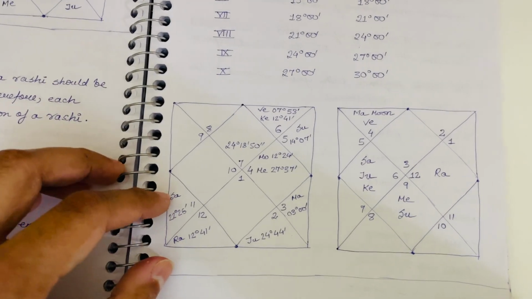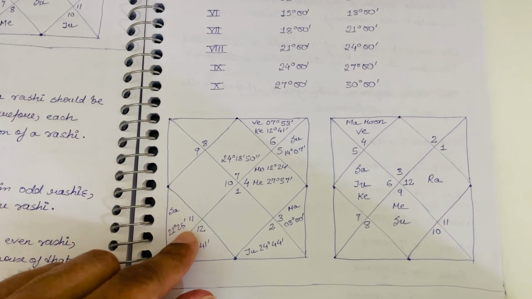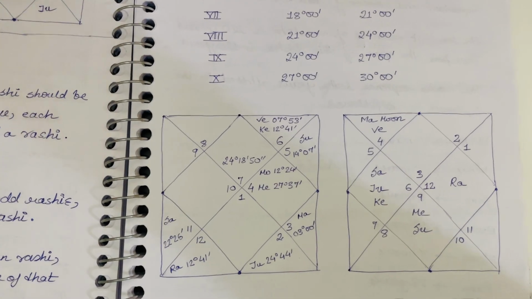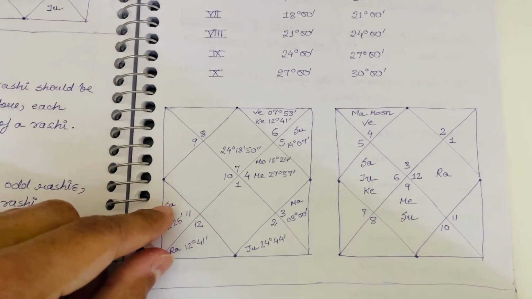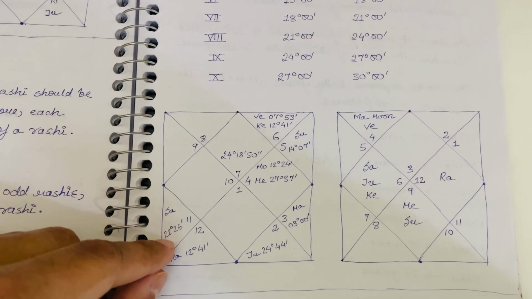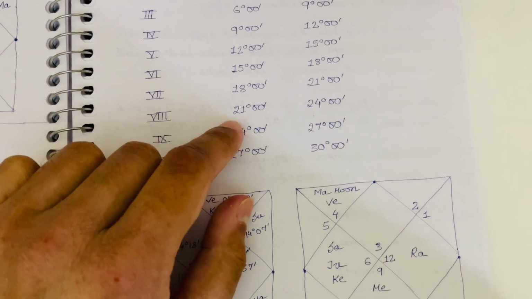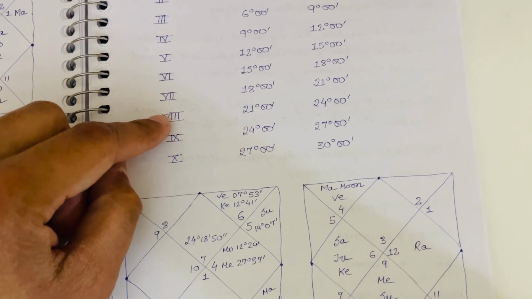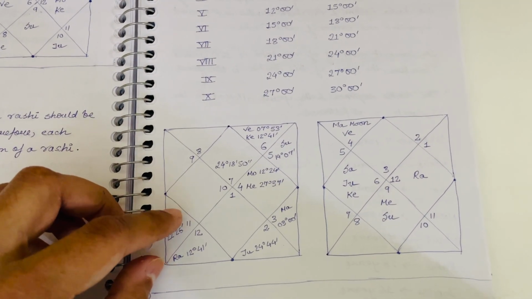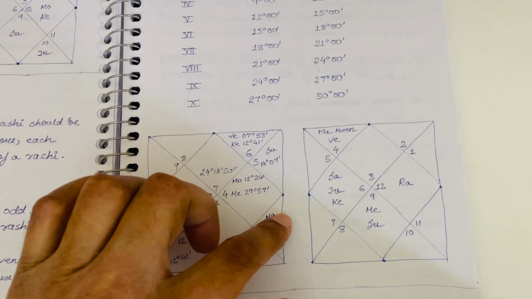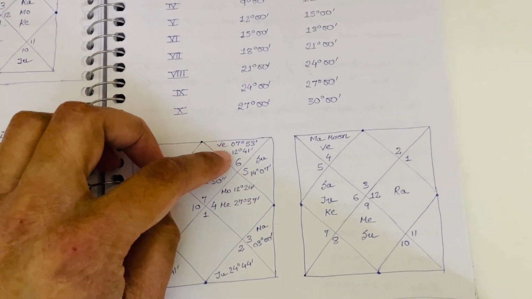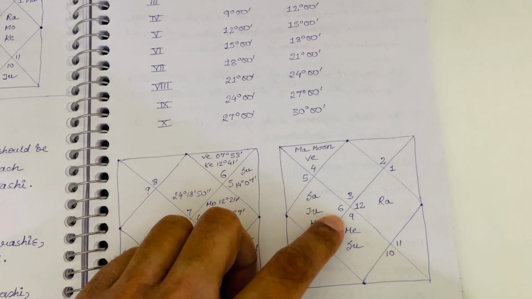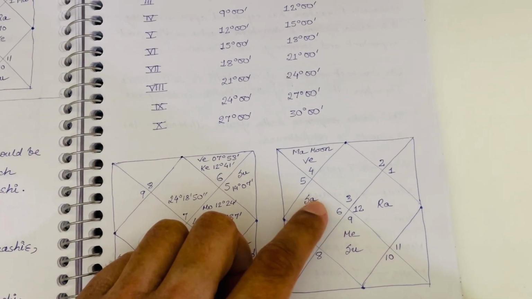We'll proceed to Saturn. Saturn is again in an odd Rashi. Odd Rashi means counting will start from the same Rashi, from the same house. So counting will start from here. The longitude of Saturn is 22 degrees 26 minutes. 22 degrees 26 minutes falls in the 8th Dasamsa. So from here you count 8: 1, 2, 3, 4, 5, 6, 7, 8. So Saturn will go in the sign of Virgo. Saturn goes in the sign of Virgo in the D10 Dasamsa chart.